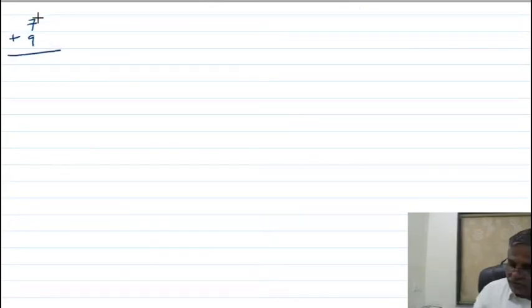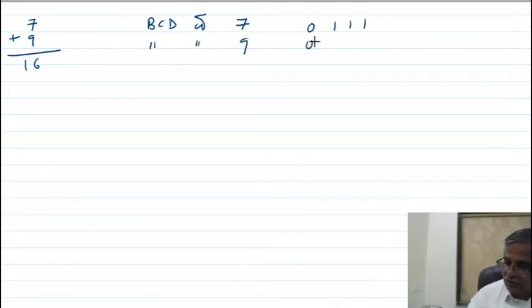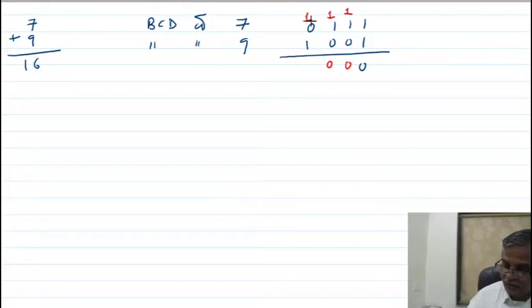Let us see one more. 7 plus 9, 16. So the BCD code of 7 is 0111, BCD code of 9 is 1001. Do the addition. 1 plus 1 is 0, carries 1, and so on, and the result is 10000.